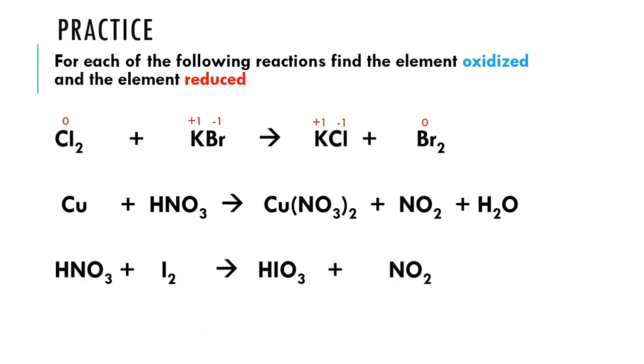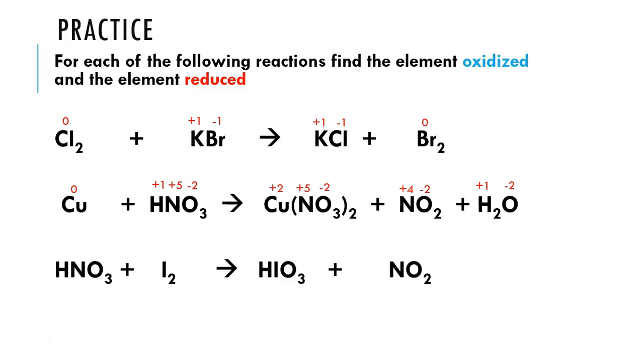Okay, in the first example, we see that chlorine goes from 0 to -1, which is a reduction in oxidation state, so chlorine was reduced. And we see that the bromide ion goes from -1 to 0, so potassium bromide was oxidized.